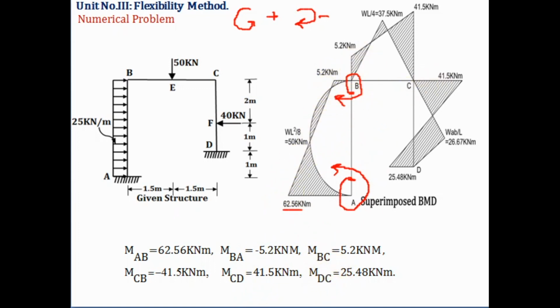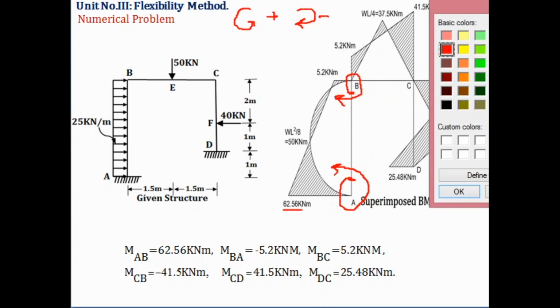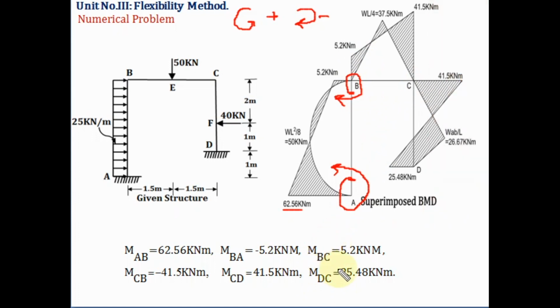Then in member BC, the moment is 5.2. So it is plus. That means here I will rotate the joint B in anti-clockwise direction and it should cut the member once. So here the value 5.2 is above the line BC. Now the moment in member CB is what? Minus. Minus means you have to rotate the joint C in clockwise direction. So I will rotate the joint C in clockwise direction and it should cut the line CB once. So here this value is 41.5.